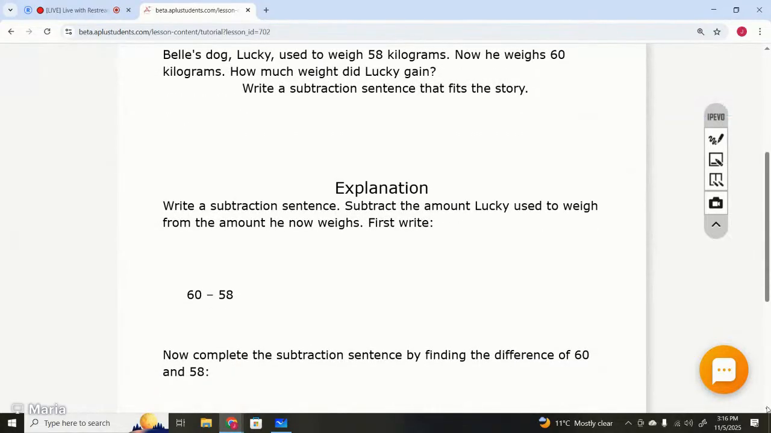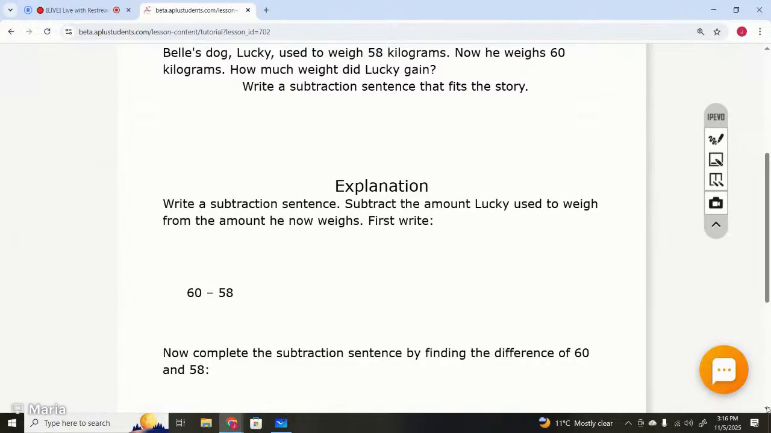Ballet's dog, Lucky, used to weigh 58 kilograms. Now he weighs 60 kilograms. How much weight did Lucky gain? So we need to write it in the mathematical form, right? We are given it in the sentence form and we have to write this in the mathematical form.